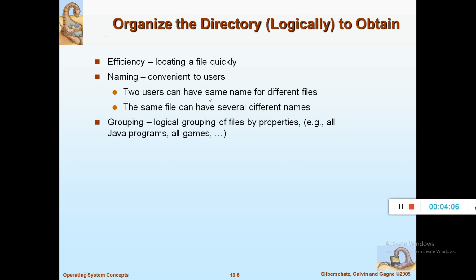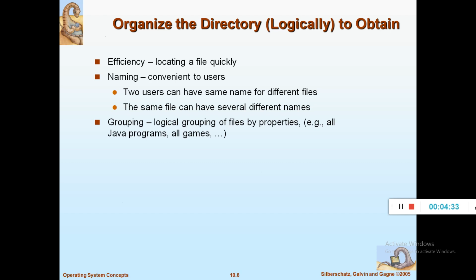Two users can have the same name for different files. You can create two directories for two different divisions A and B, and save the same file name in the two different directories. The same file can also have different names. This is another benefit of organizing the files using directories. Another benefit we can get here is grouping, that is logical grouping of the files by properties.